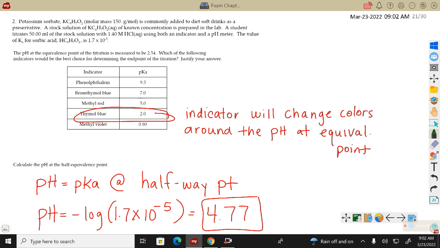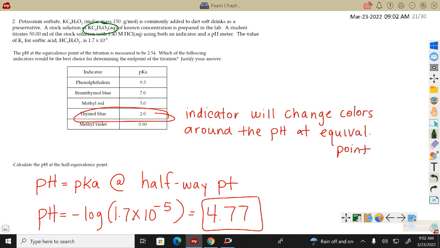Fantastic. So this is actually going to be the titration of a strong acid and its conjugate base. They're telling me that sorbic acid is a weak acid. I'm using potassium sorbate, C6H7O2 minus 1, where the potassium would be a spectator ion, but I've got the conjugate base. So I'm titrating a strong acid and a weak conjugate base. The pH at the equivalence point is about 2.54.